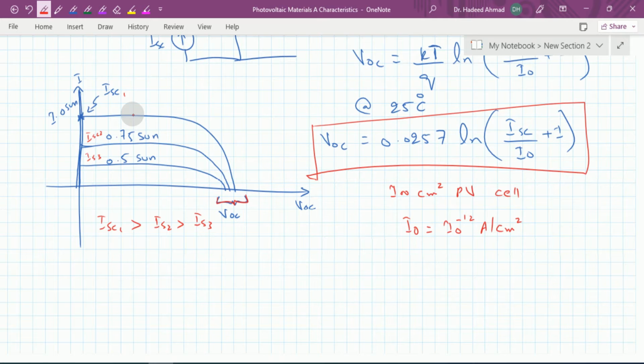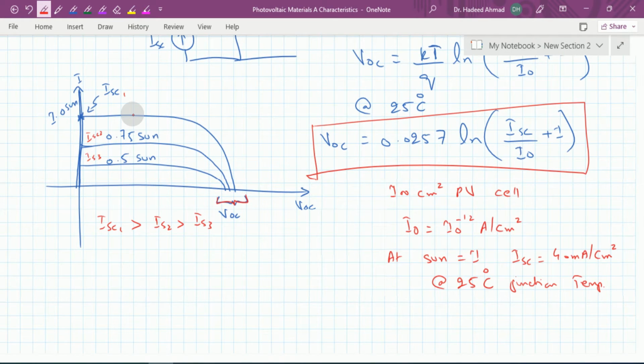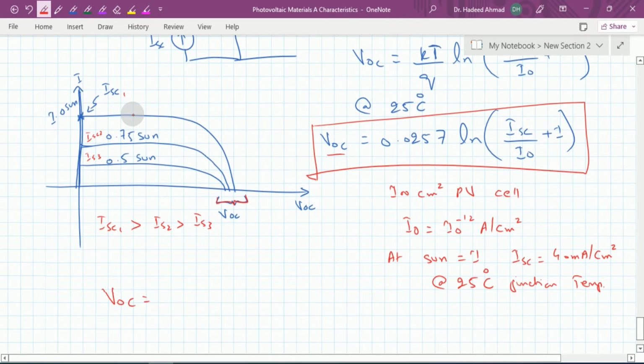Now it is stated that this particular cell at the full sun, at sun value equal to 1, gives an ISC that is equal to 40 milliampere per centimeter square, and that is at the 25 degrees centigrade junction temperature or the cell temperature, right? So this is not the ambient temperature, it is the temperature of the junction.